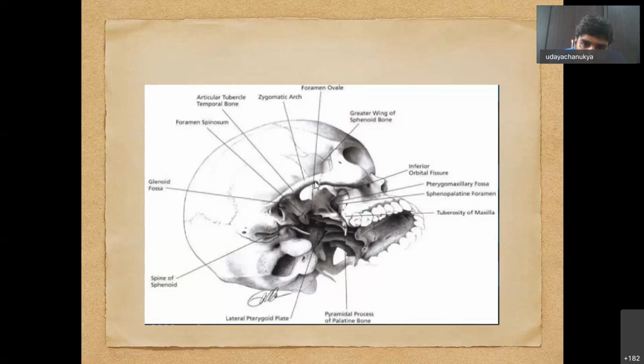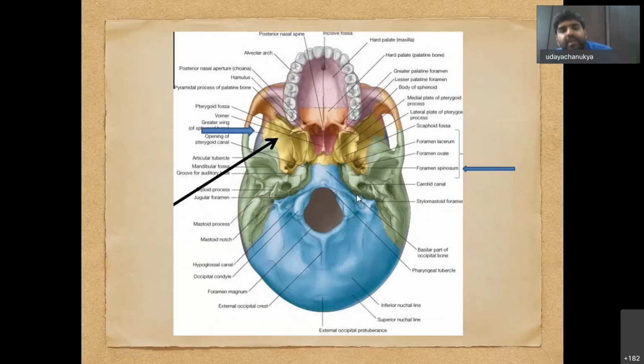This is the arch of the zygoma, the zygomatic arch. Below it is the infratemporal fossa. Posterior to the maxilla is the pterygoid plate, and the arch of the zygoma. This is the infratemporal fossa. In this also we can clearly see the posterior maxilla, the pterygoid plates, and this open space below the zygomatic arch, which is the infratemporal fossa. And on the greater wing of sphenoid, we can see the three foramina: foramen lacerum, foramen ovale, and foramen spinosum.